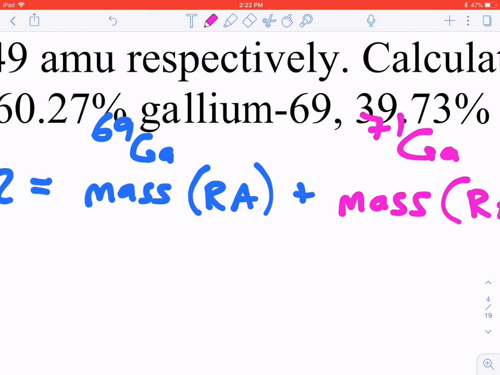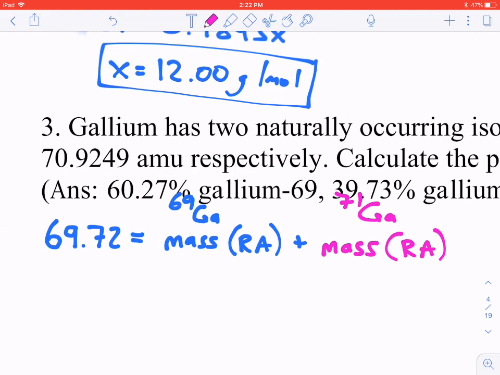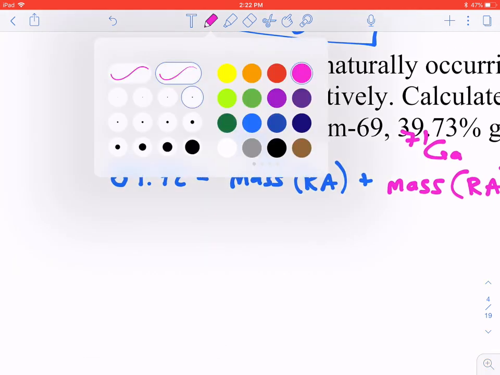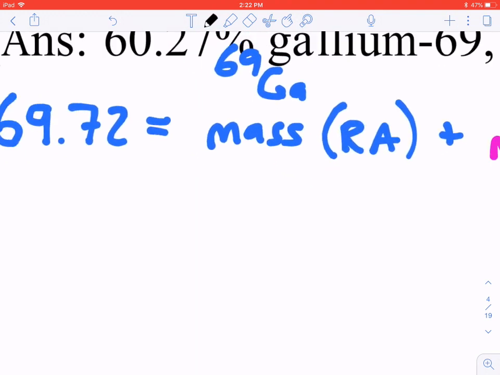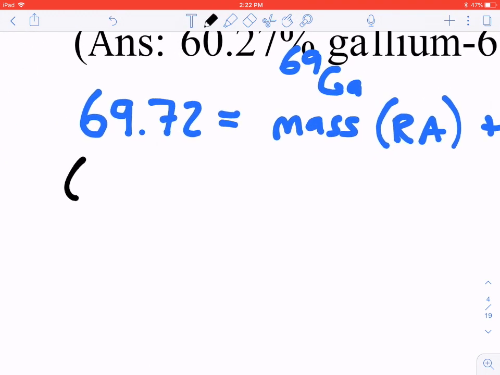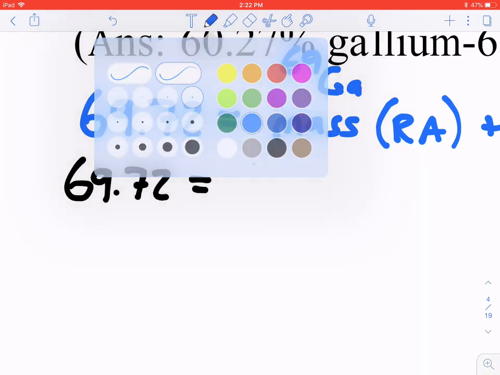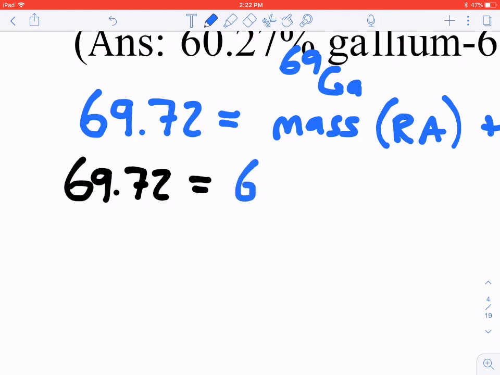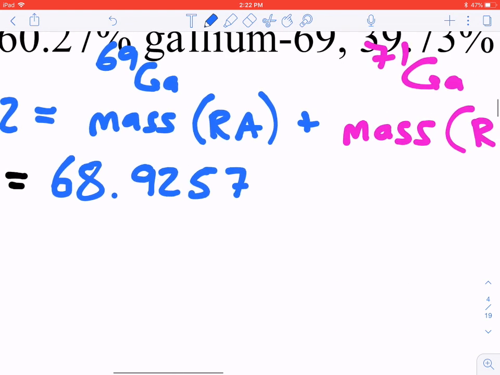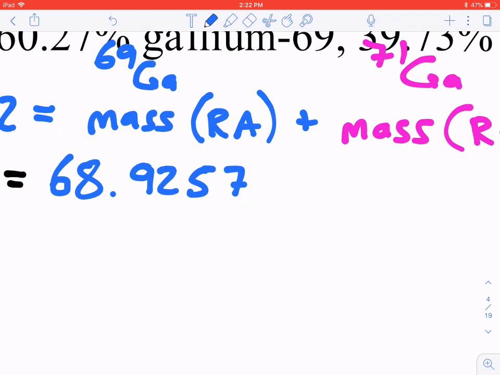So let's see if we can fill in what we know. We know, again, the molar mass from the periodic table is 69.72. That's the total for gallium. We have been given in the problem the mass of gallium-69. We're told it's 68.9257. Where relative abundance is what we're looking for. The main goal of the problem is to figure out what's the percentage of each of these isotopes. So let's call that x.